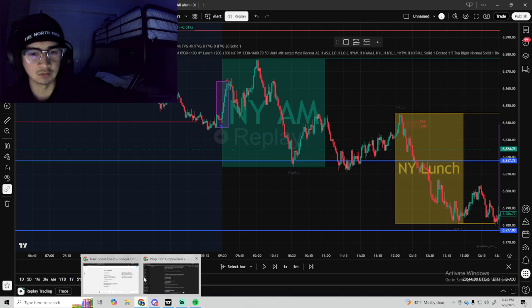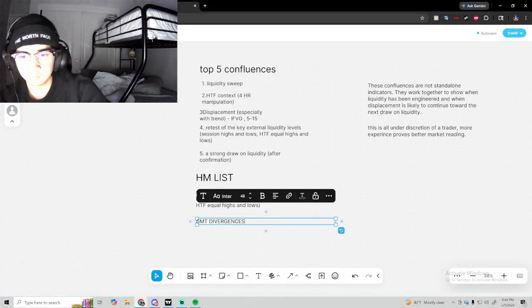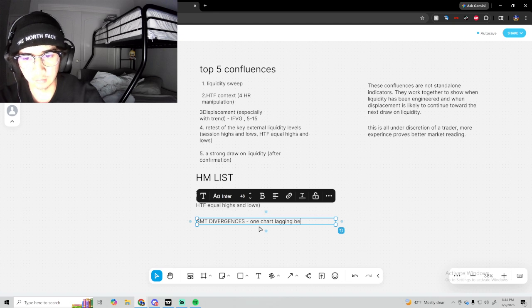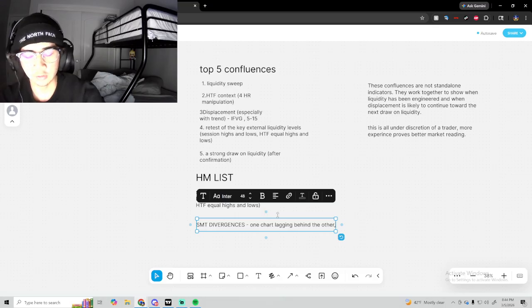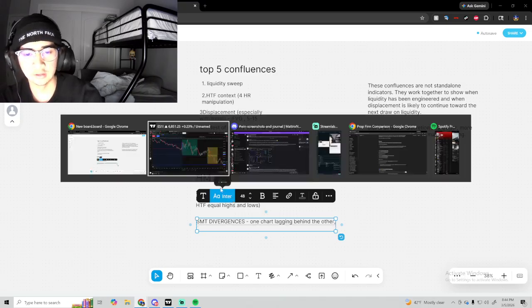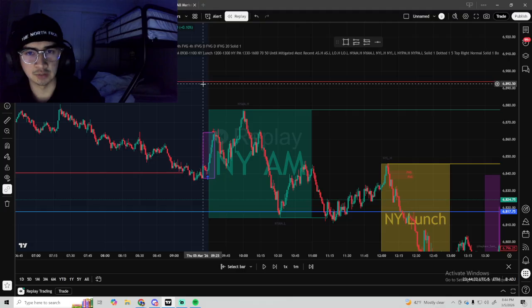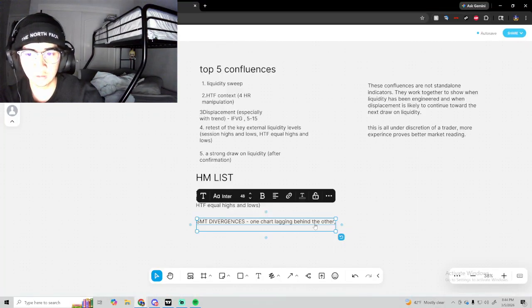That is what an SMT divergence is: one chart lagging behind the other. And if you see an SMT divergence and you're on the lagging chart, you might just want to go break even because your position might reverse. Or, better case scenario, it just goes to hit your TP and both ES and NQ actually catch up to each other and sweep the same liquidity. So yeah, that is what an SMT divergence is.